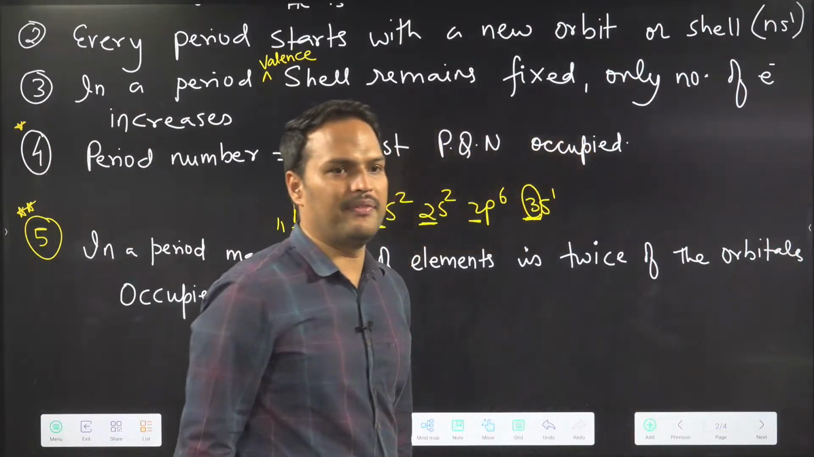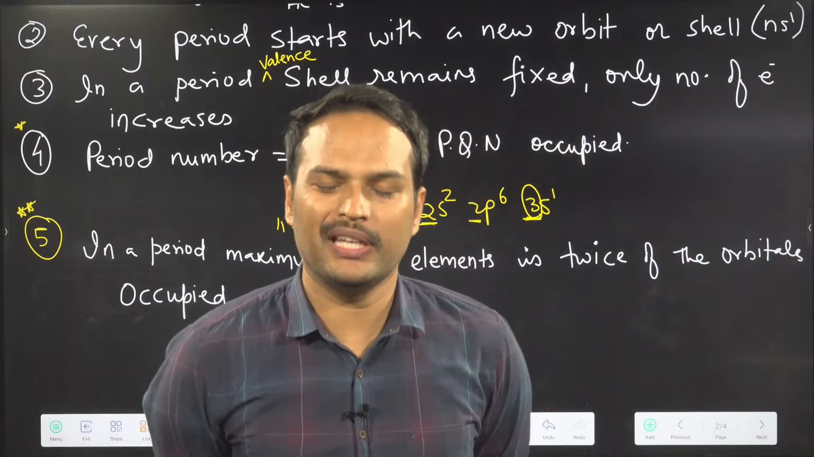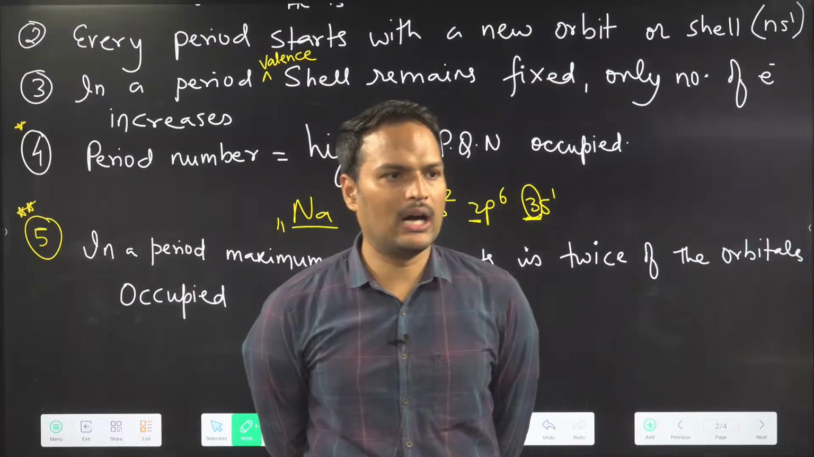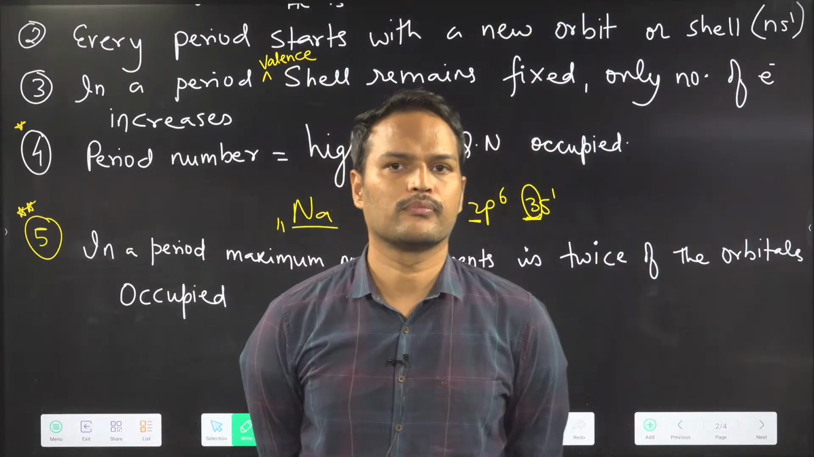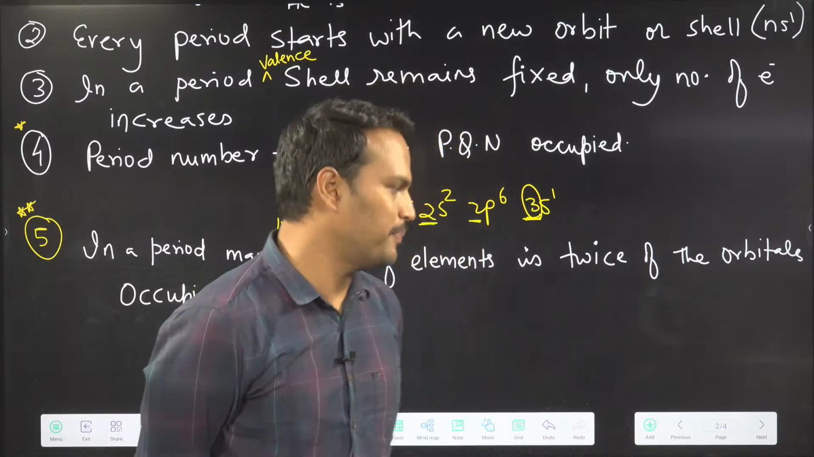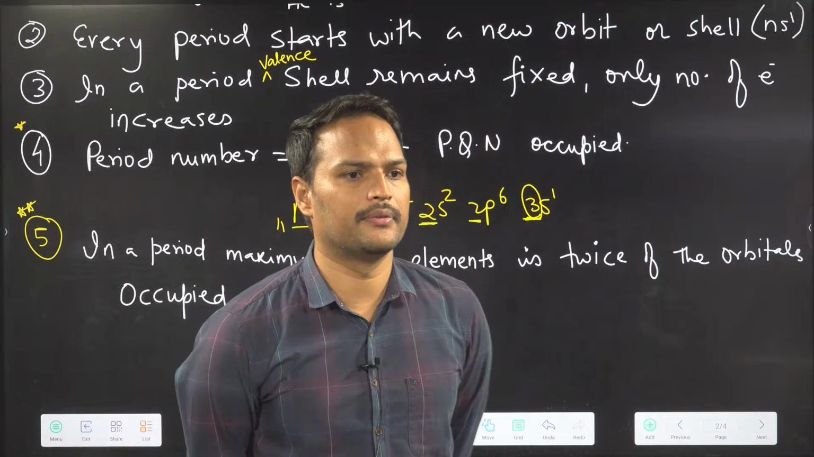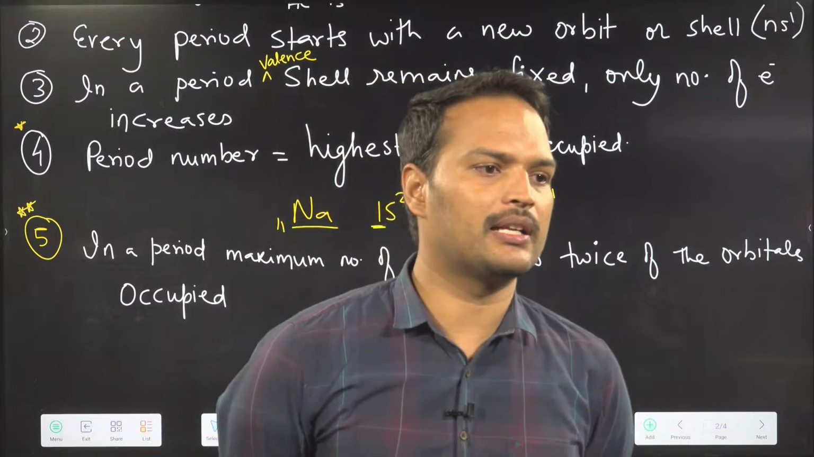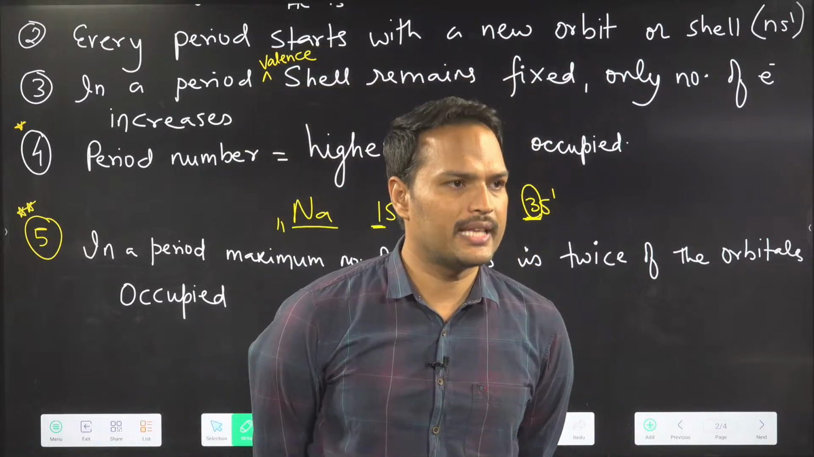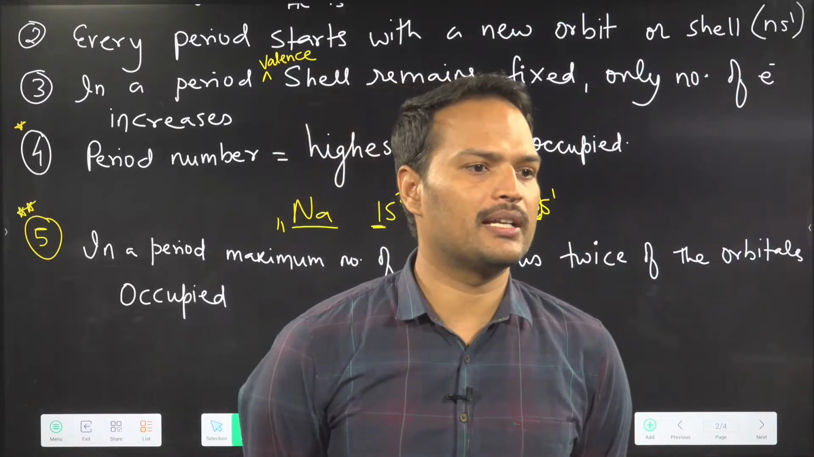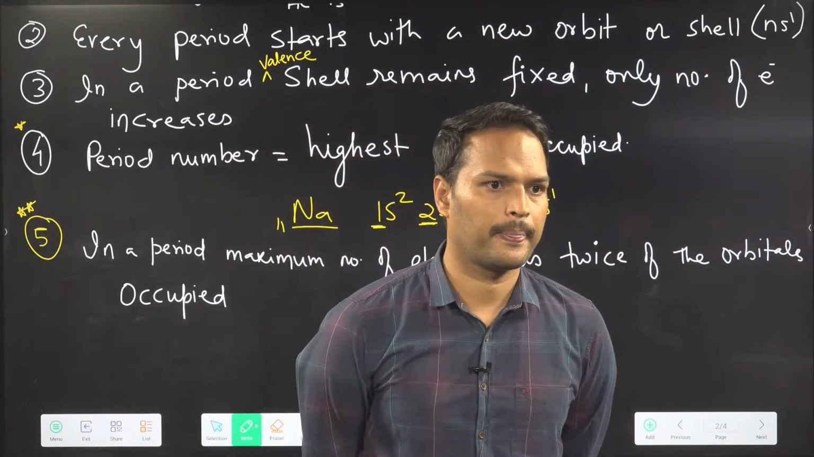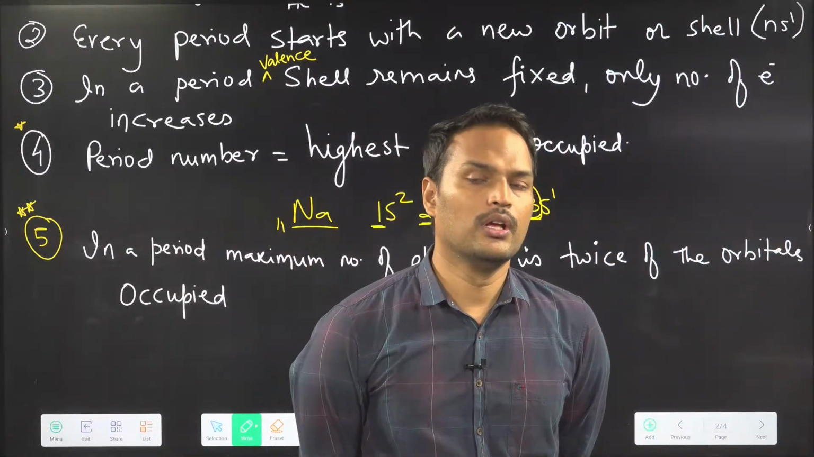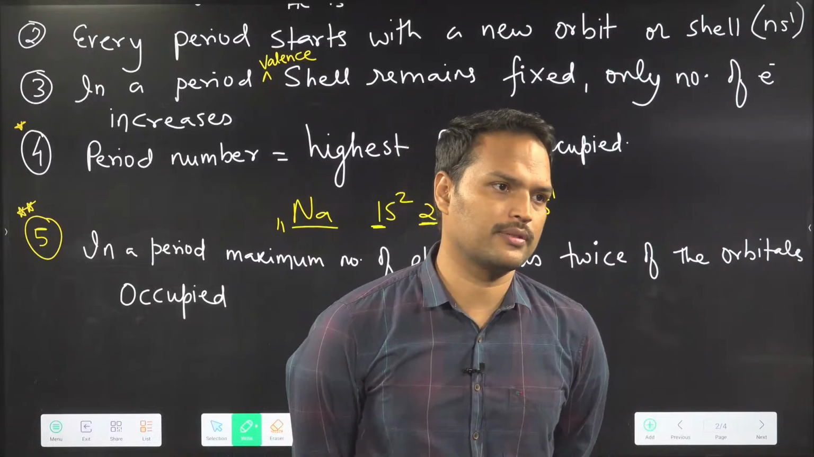Like you see quickly, everyone see periodic table now. First period, how many elements are there? 2. Second period, how many elements are there? 8. Understood? That means in second period there are 4 orbitals. 4 orbitals means 8 electrons.